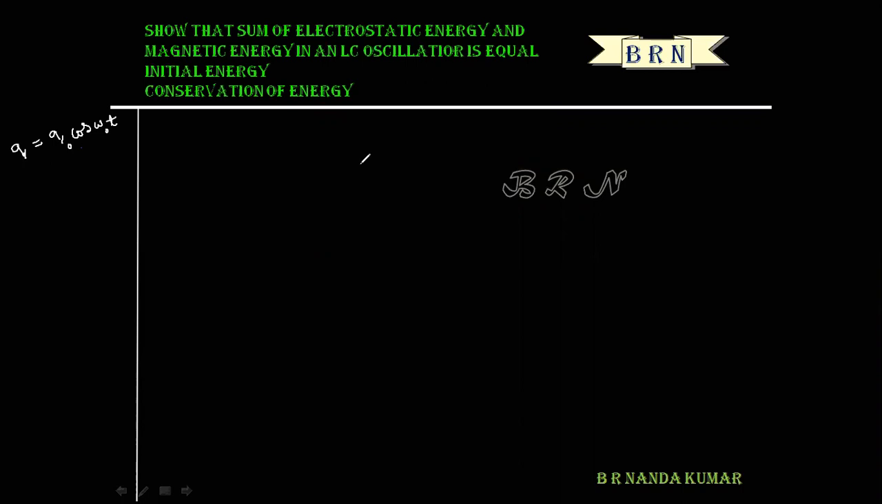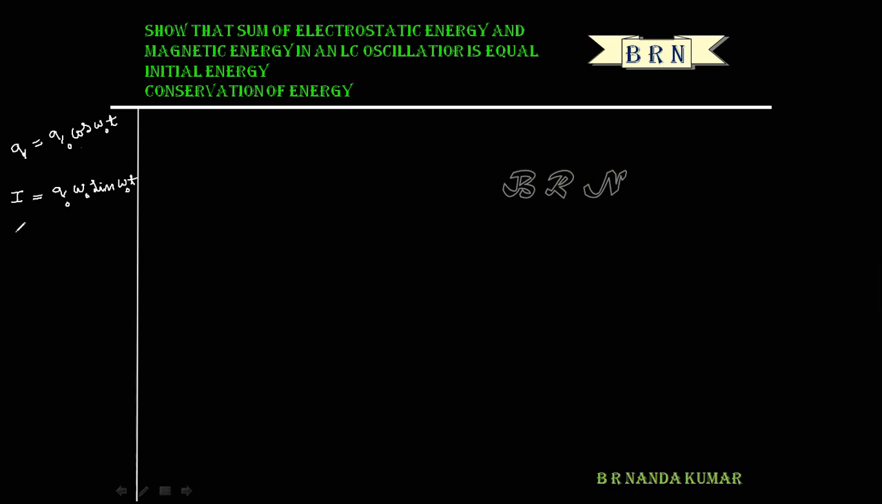And what is the expression for instantaneous current flowing through the inductor in an LC oscillator? That is I is equal to Q naught omega naught. Actually, Q naught omega naught is I naught. So I is equal to Q naught omega naught sine omega naught t. This is the mathematical expression for the instantaneous current through the inductor in an LC oscillator.